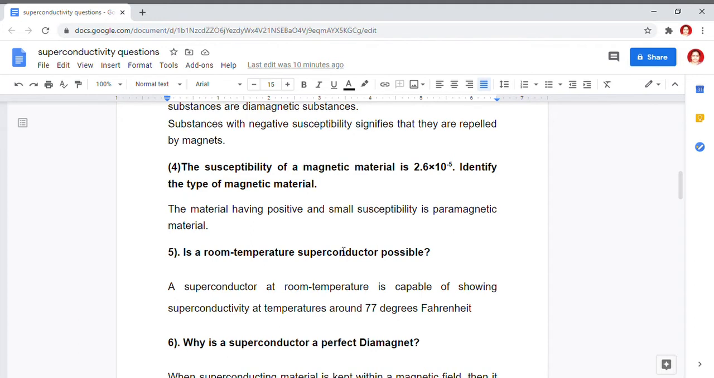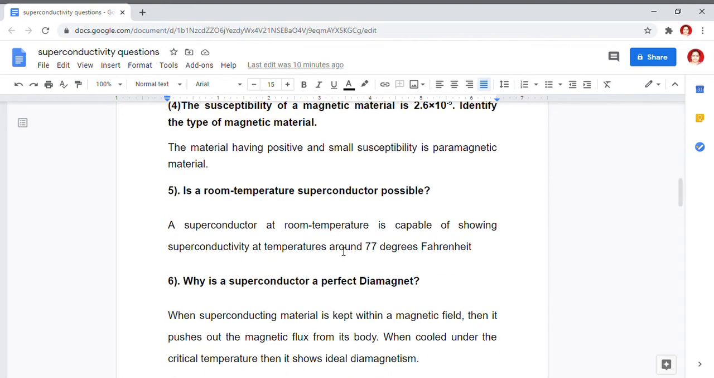The other problem is: is a room temperature superconductor possible? A superconductor at room temperature is capable of showing superconductivity. The temperature must be around 77 degree Fahrenheit.